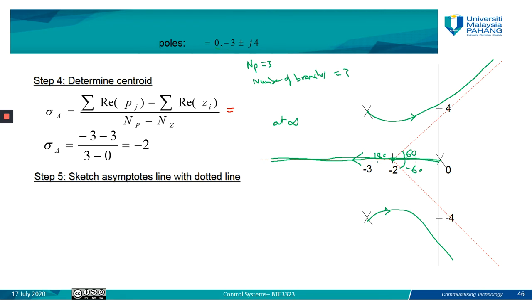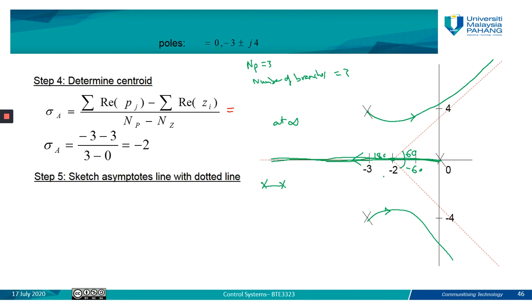Now, do we have any 2 poles on the real axis? No, we only have 1 pole on the real axis. Since we have only 1 pole on the real axis, we do not have any breakaway points, because for a breakaway point you must have 2 poles on the real axis.